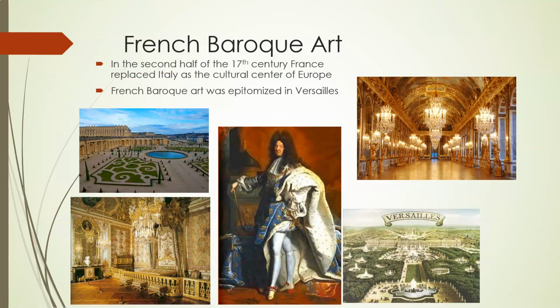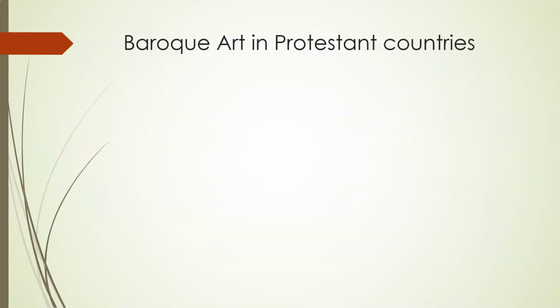Baroque art in France is characterized by Louis XIV and his palace at Versailles. This is a great example of using art as a way of glorifying a political leader. Versailles is grandiose, it's in your face, it's opulent, it's just amazing, and it epitomized the idea of Baroque art in France.